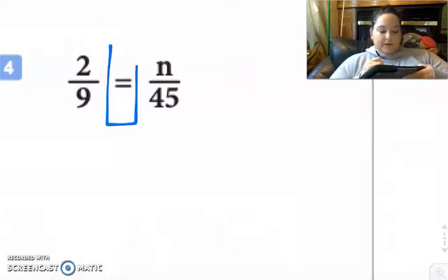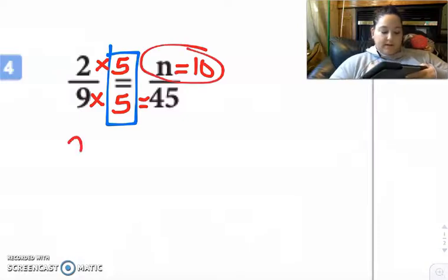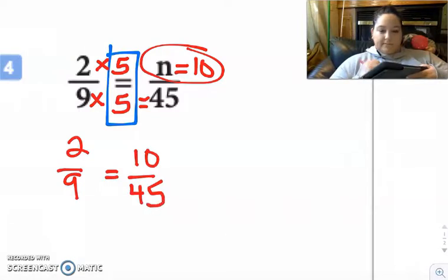I'm going to start by drawing a giant 1. And I'm going to think, well, 9 times what gives me 45? And I know that 9 times 5 is 45. So I'm just going to put the 5's in the giant 1. And then 2 times 5 equals 10. So in this case, n equals 10. So 2/9 is the same as 10 45ths. Those are two equivalent fractions, and this was the missing number that we solved for.